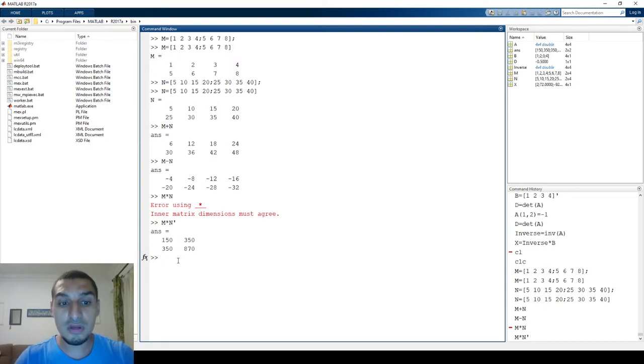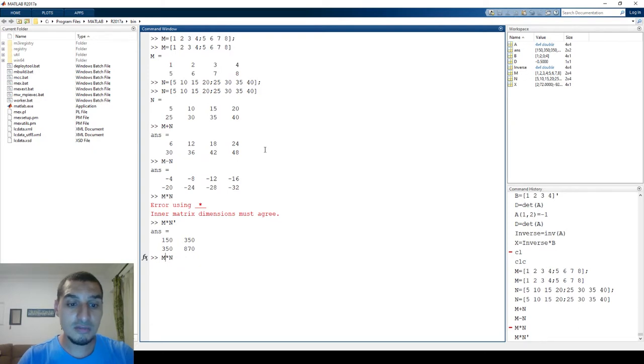The other kind of multiplication is called the element-wise multiplication, which is simply multiplying each element with the corresponding element on the other matrix. So if I multiply m by n, so we have here m and n, I'll be multiplying 1 by 5, 2 by 10, 3 by 15, 4 by 20. It's exactly like addition and subtraction. You multiply each cell with the corresponding cell in the next one.